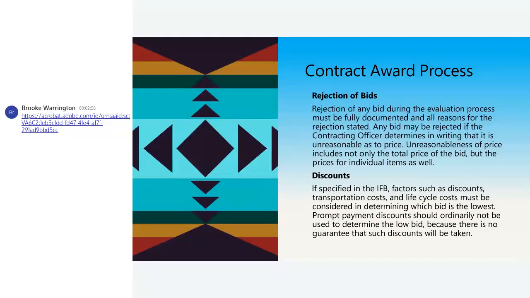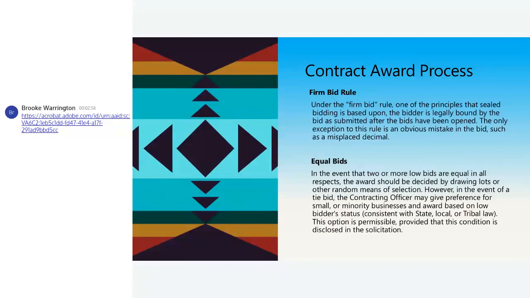Okay, discounts. If it is specified in your IFB, factors such as discounts, transportation, and life cycle cost must be considered in determining which bid is the lowest. Prompt payment discounts should ordinarily not be used to determine your low bid because there is no guarantee that such discount will be taken.